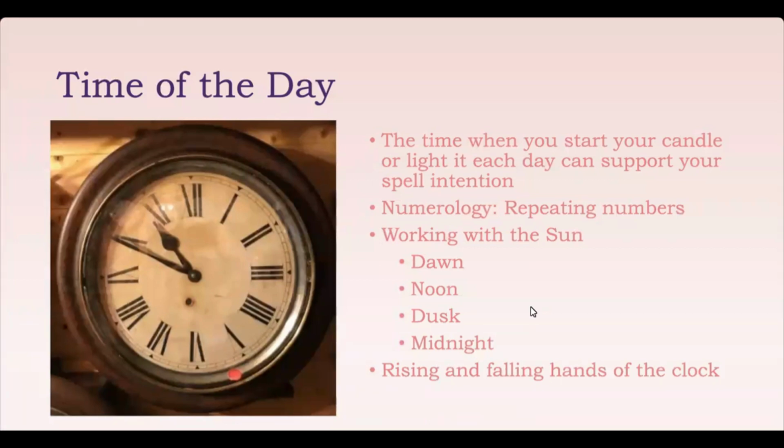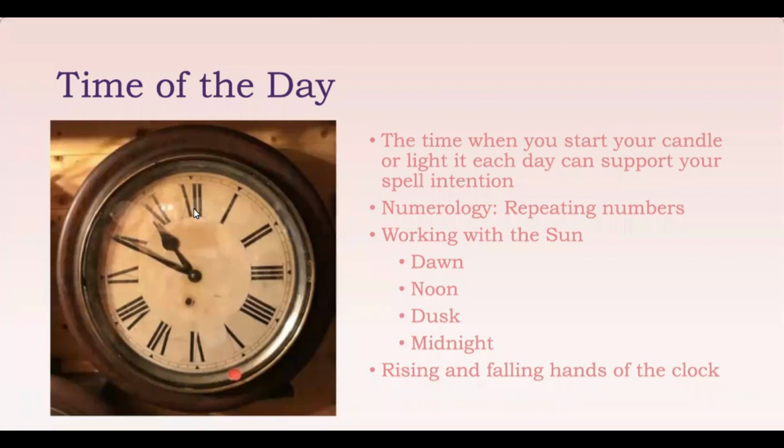Another way we can work with time of the day is by using the rising and falling hands of the clock. If you imagine an analog clock like this one, it has 2 hands on it, an hour hand and a minute hand. If we divide this clock in half from the 12 all the way down to the 6, we've got 2 halves. We've got a half where the hands will be going down from 12 to 6, and a half where the hands will be going up from 6 to 12. We can use this like we use the waxing and waning moon.